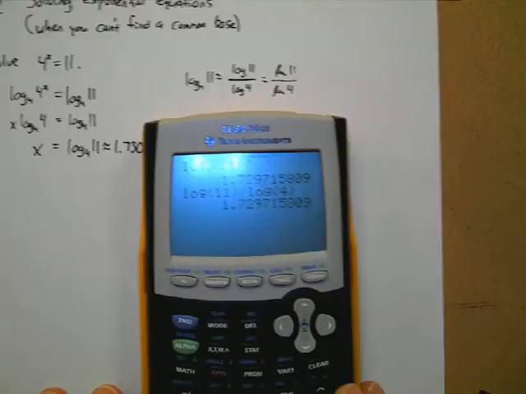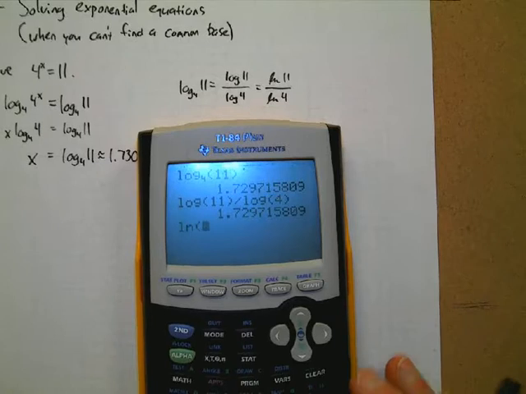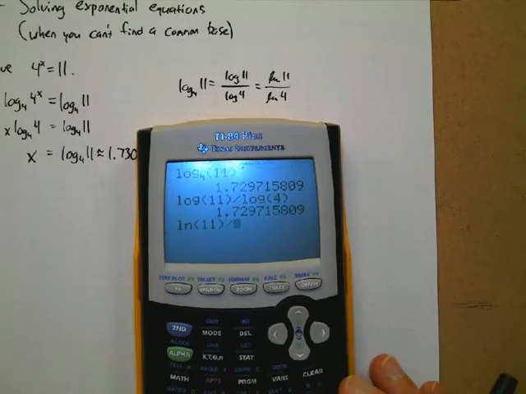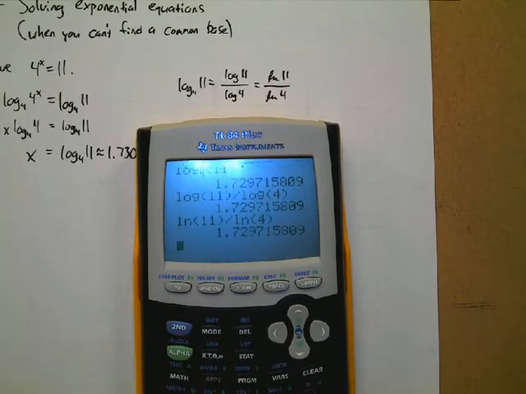That's called changing the base. The base of the logarithm was 4, equivalently log base 10 of 11 over log base 10 of 4, or equivalently log base e. Remember, the natural log is log base e, so log base e of 11 over log base e of 4. Okay, so any questions?